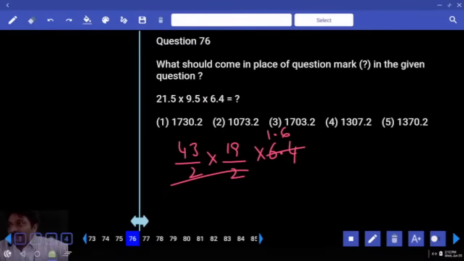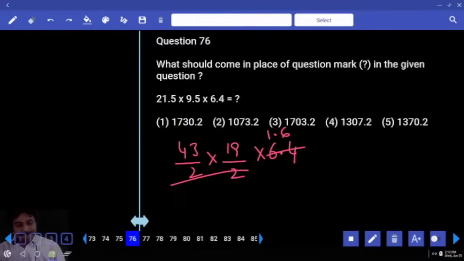3 into 9, 7. 7 into 6. Every number is ending with 2. Same numbers, only changes place value. Okay, now?